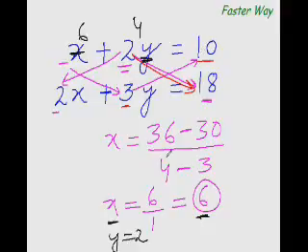Alright, now to find the denominator, all you need to do is multiply this with this. So 2 times 2 is 4, and 1 times 3 is 3. 4 minus 3 is 1. So x equal to 6, isn't it?